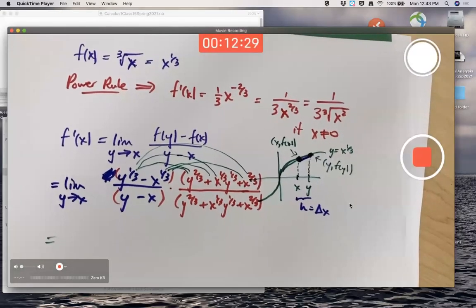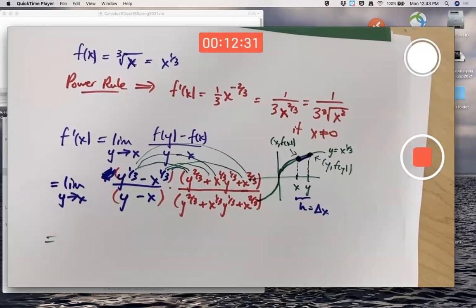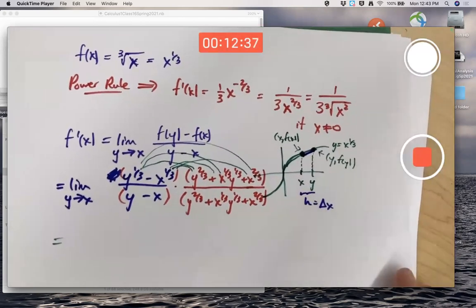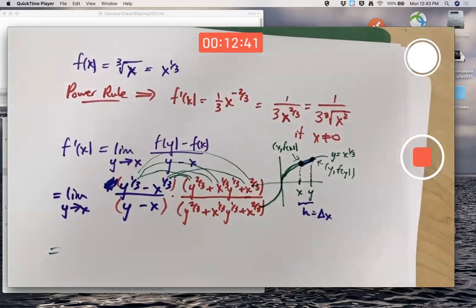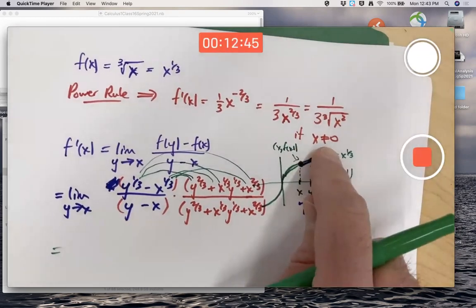All right, let's work through this together now. So if you got stuck on this because it was so nasty with the algebra, that's understandable. So again, we're trying to derive the derivative of x to the 1/3, which again, we know by the power rule should be 1/3 x to the negative 2/3, at least if x is non-zero.